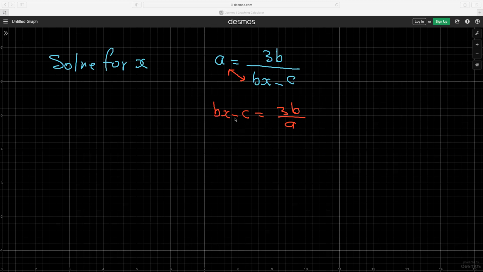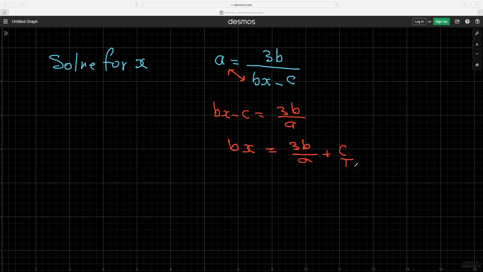Now you want to move that negative c to the other side. So you have bx equals 3b over a plus c. When you move the c to the other side, it becomes plus c. Now all you need to do is cross multiply the b to the other side, and when it crosses, it goes to the bottom, but you cannot do that yet. Why? The only way you could move the b is to have a lowest common denominator here. So this is over 1.